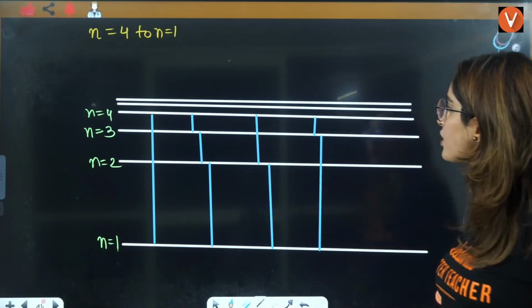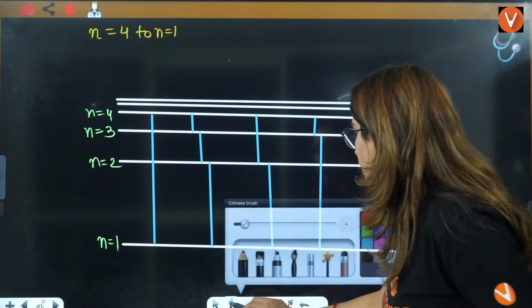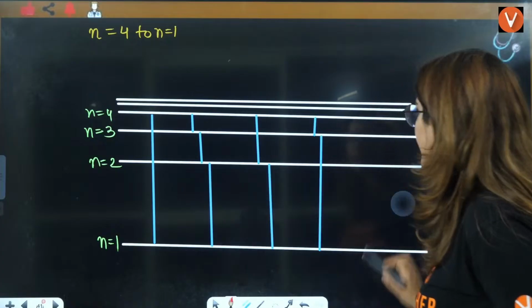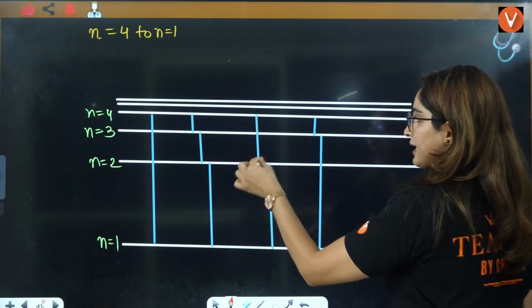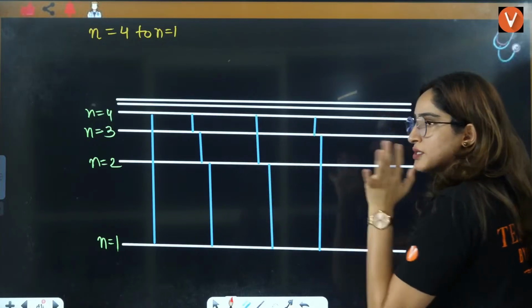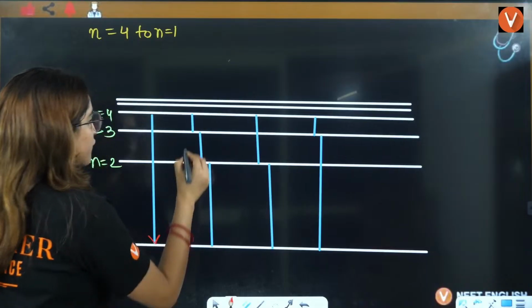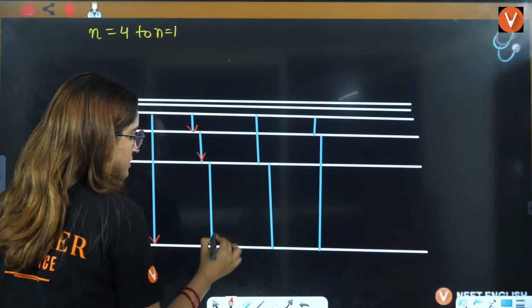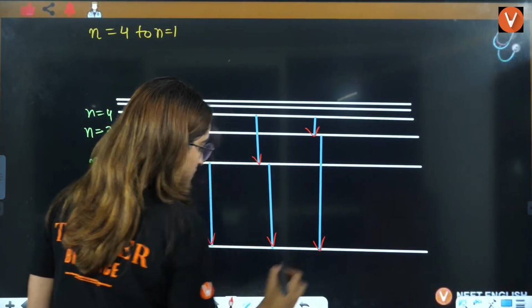Is there any other possibility that is possible? No, right? There is no other possibility. So it will go from this to this to this, or directly here to this, or directly here to this. These are the possibilities that you have. I'll just make the arrows. So this is the first possibility. Second possibility is this one. Third possibility is this one. Fourth possibility is this one.